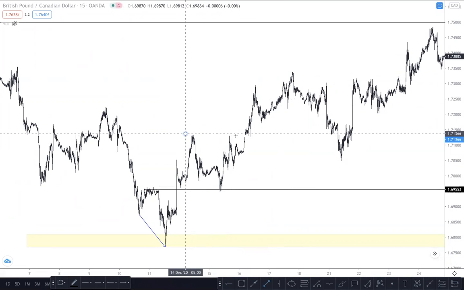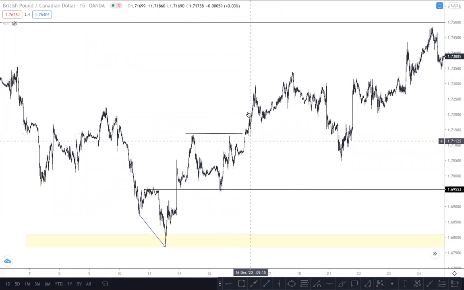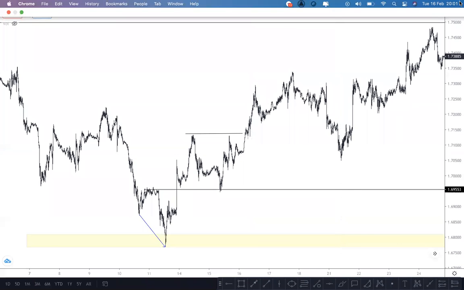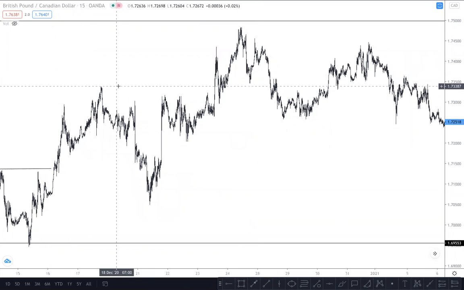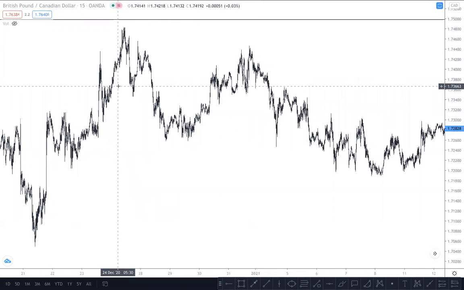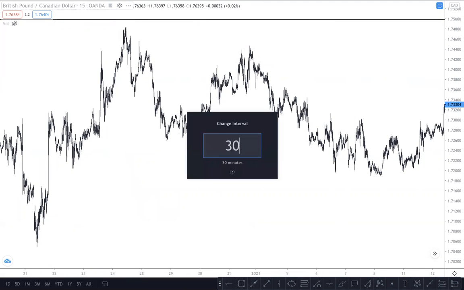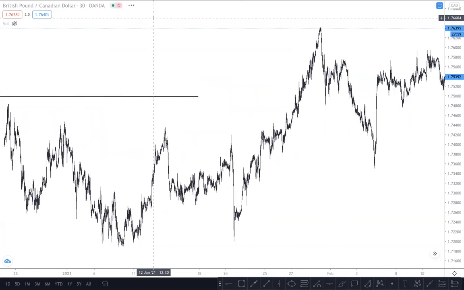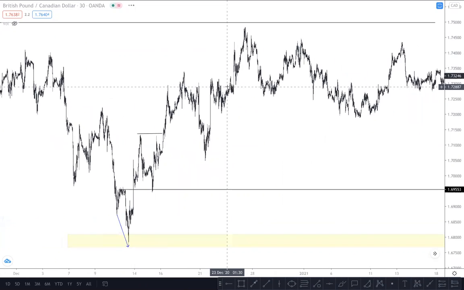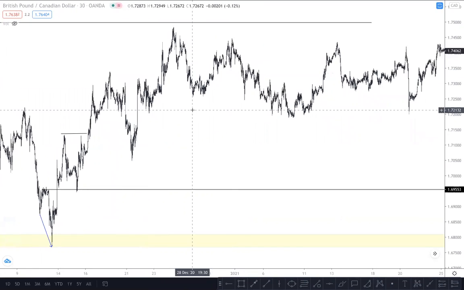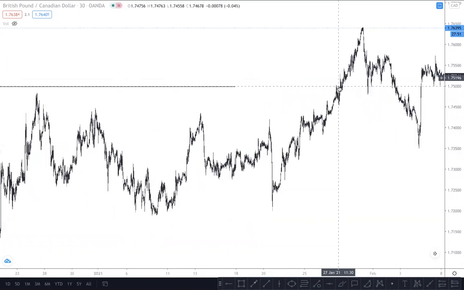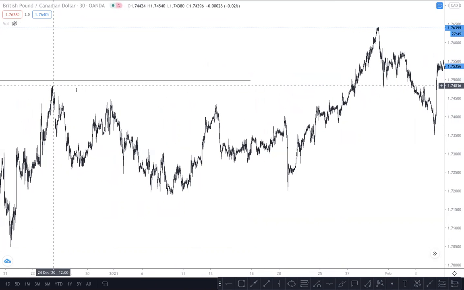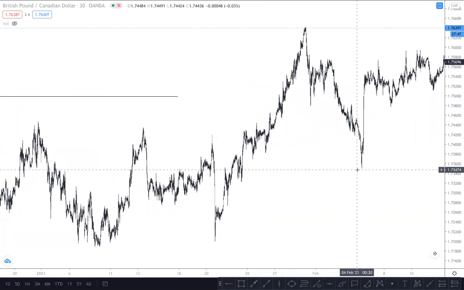Now, break of market structure, optimum trade entry, boom. Come on. Break of market structure. Let's go on 30 minutes. Where was I? Yeah, break of market structure there. Optimum trade entry, buy. Now, where is the last break of market structure? Here. Once again, optimum trade entry, buy.